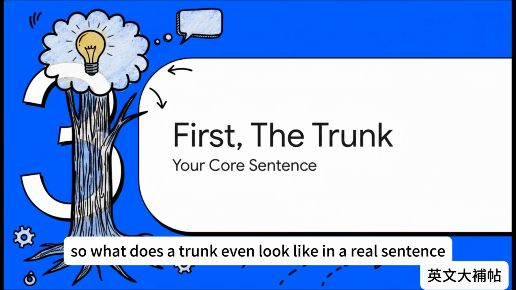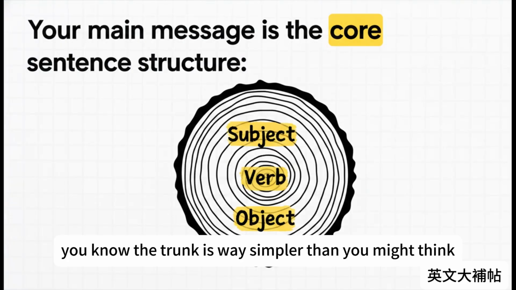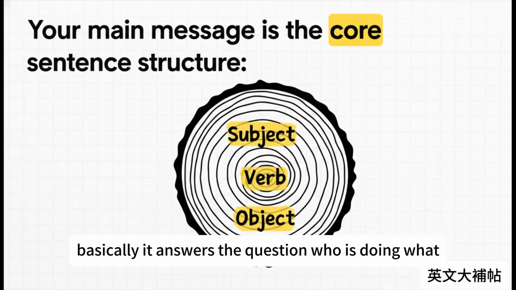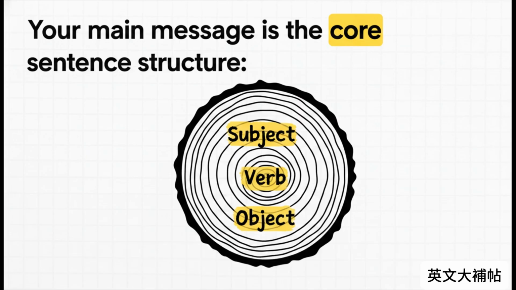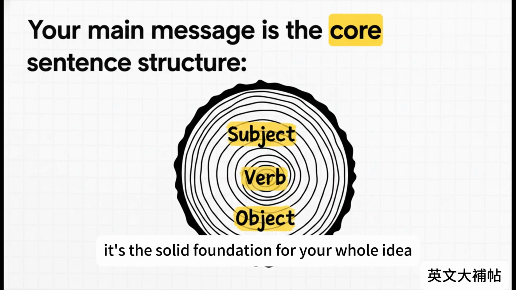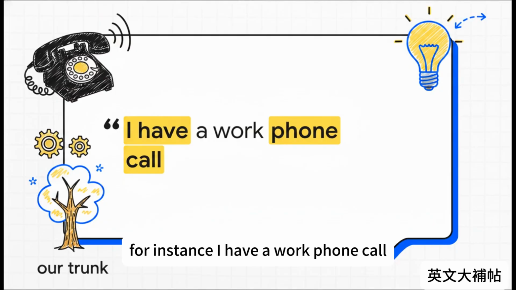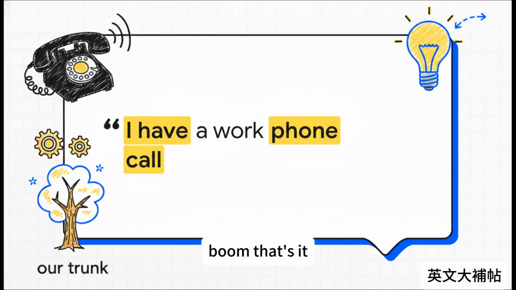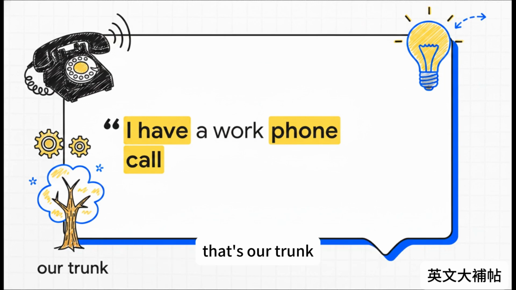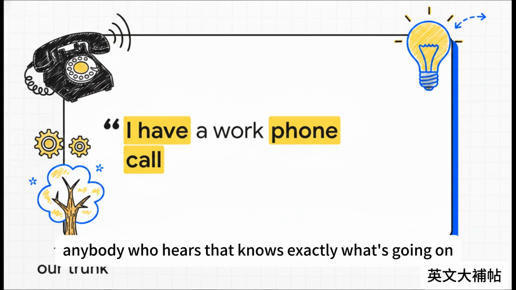So what does a trunk even look like in a real sentence? You know, the trunk is way simpler than you might think. It's just your basic sentence. Subject, verb, object. Basically, it answers the question, who is doing what? That's it. That's your main message. It's the solid foundation for your whole idea. For instance, I have a work phone call. Boom, that's it. It's simple, it's super clear, and it's a whole thought all on its own. That's our trunk. Anybody who hears that knows exactly what's going on.